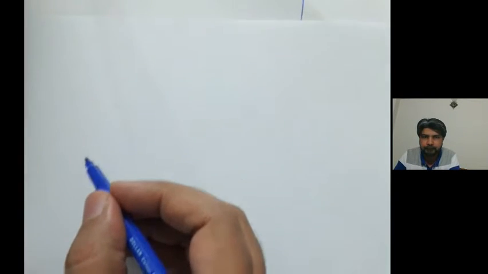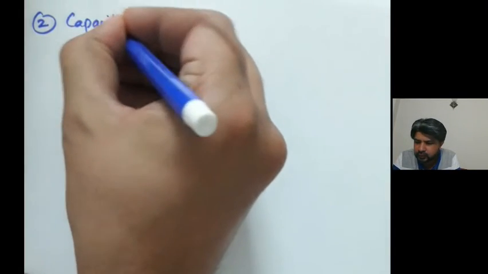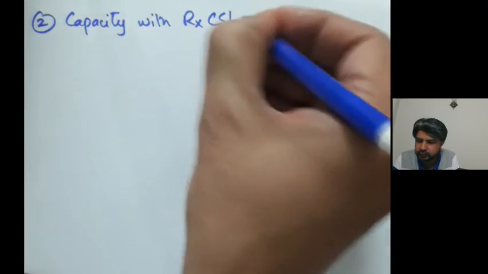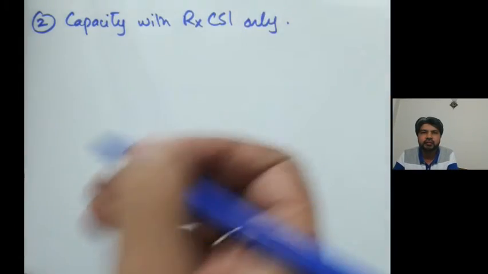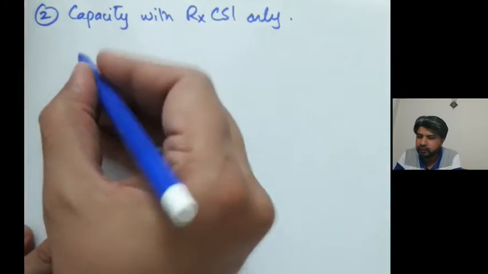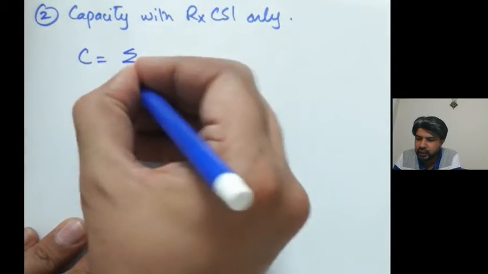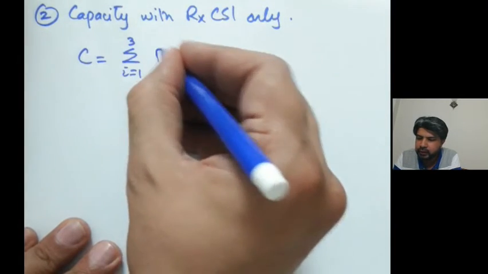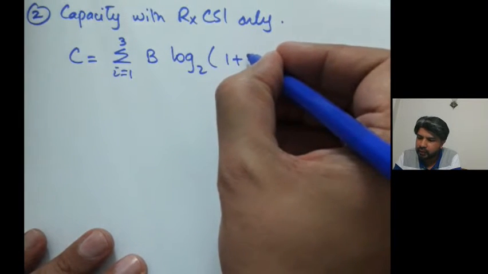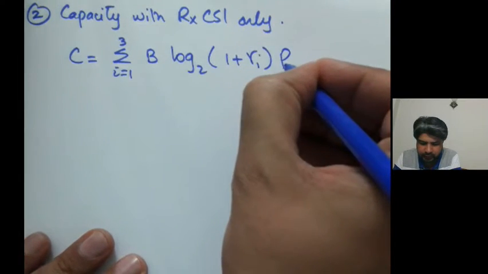So now let's compute what would be the capacity under these conditions, with Rx CSI only. When only the receiver has the channel side information, the capacity C is given by the ergodic capacity. So C is equal to the summation, i equals 1 to 3, of B log base 2 of 1 plus gamma i, times pi tilde.